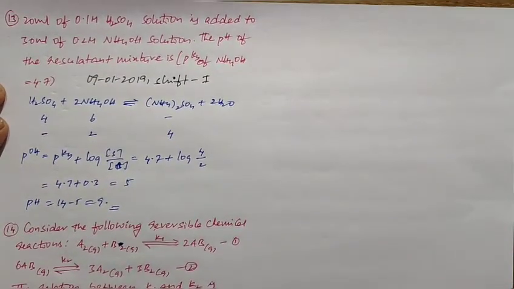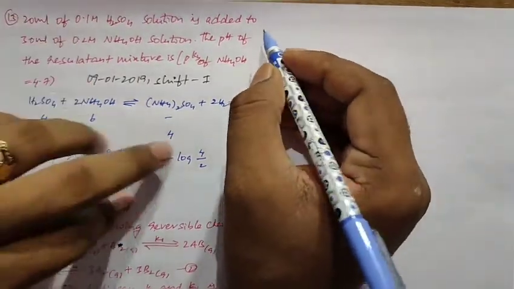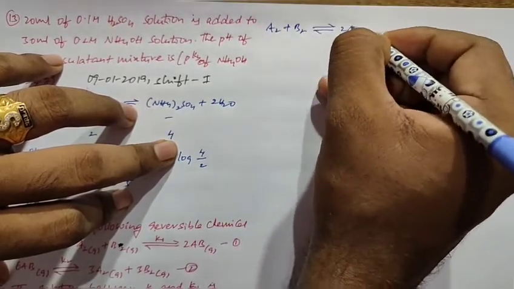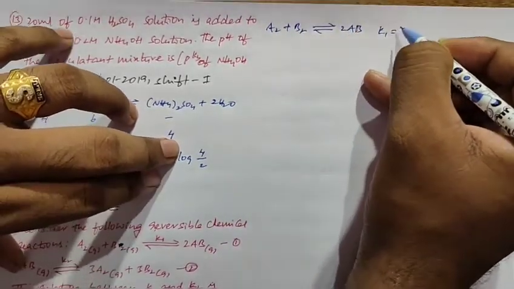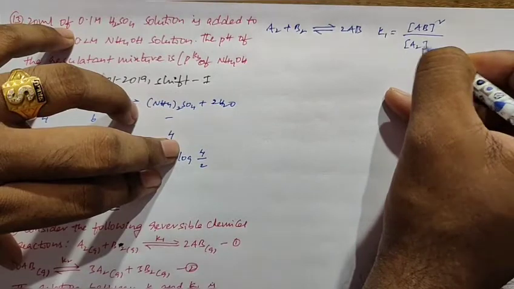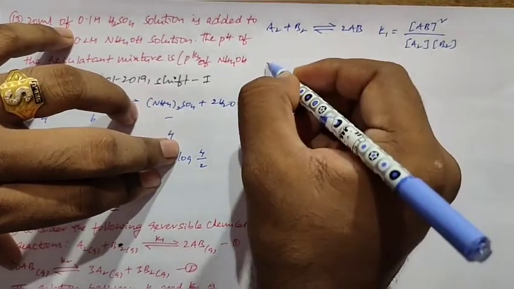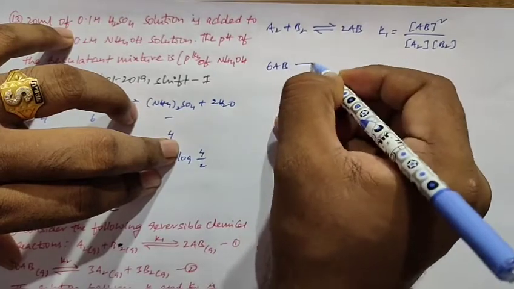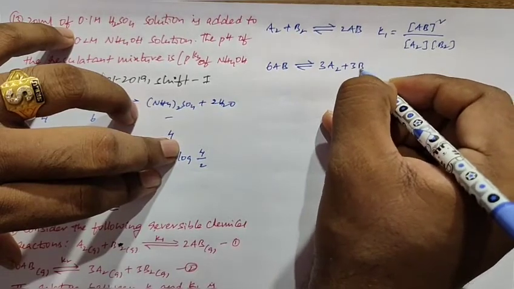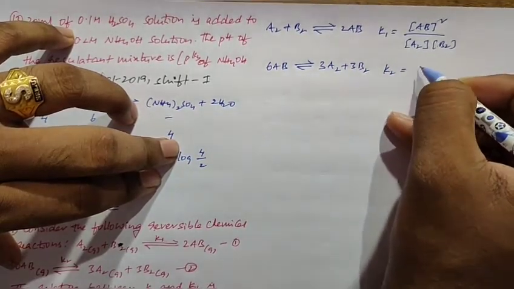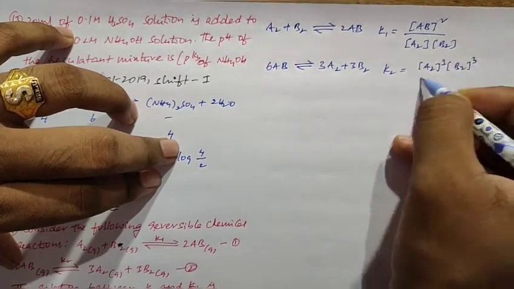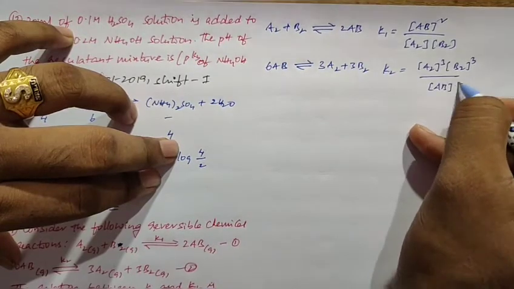If you take the equilibrium constants of both reactions, first I take the first reaction. What is the first reaction? A2 plus B2 is reversible to 2AB. For this reaction the equilibrium constant is K1, and its expression is concentration of AB squared by concentration of A2 into concentration of B2. Then if you take the second equation, that is 6AB reversible to 3A2 plus 3B2, K2 is equal to concentration of A2 power 3 into concentration of B2 power 3 by concentration of AB power 6.